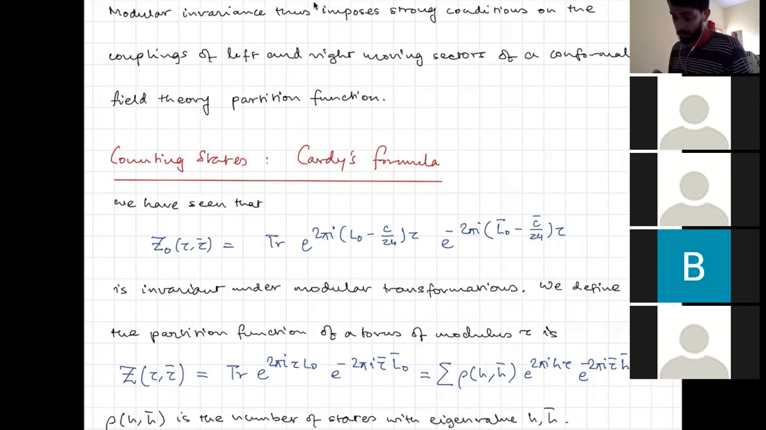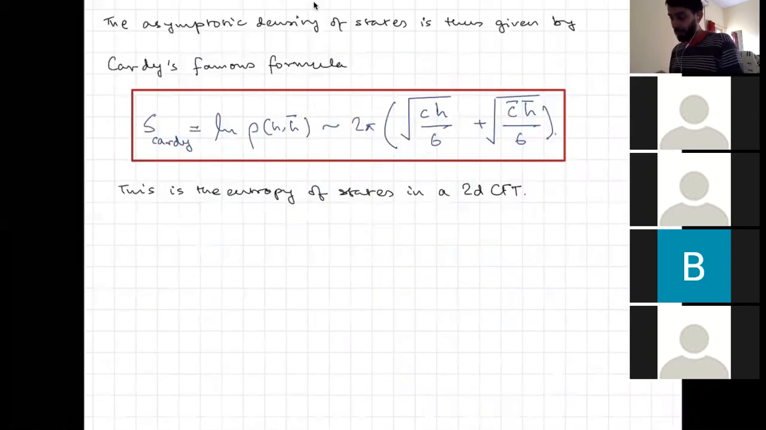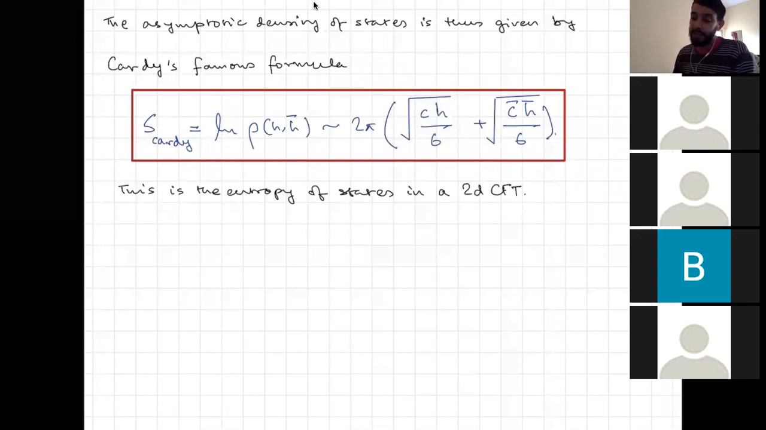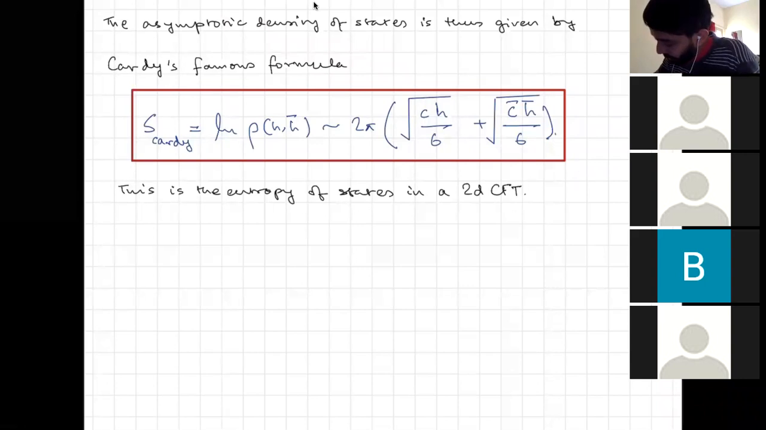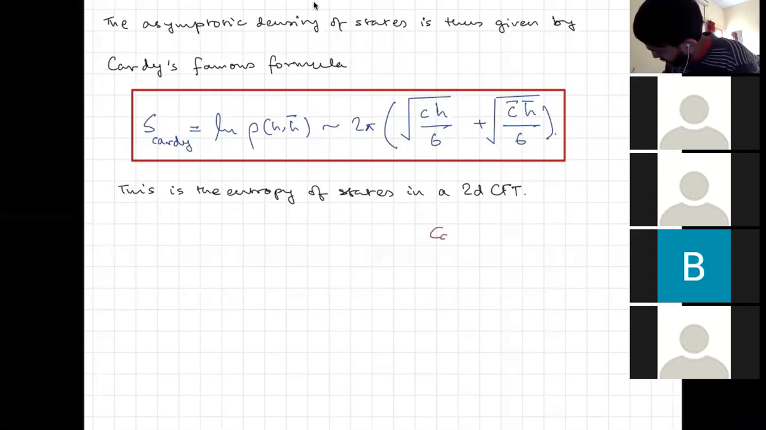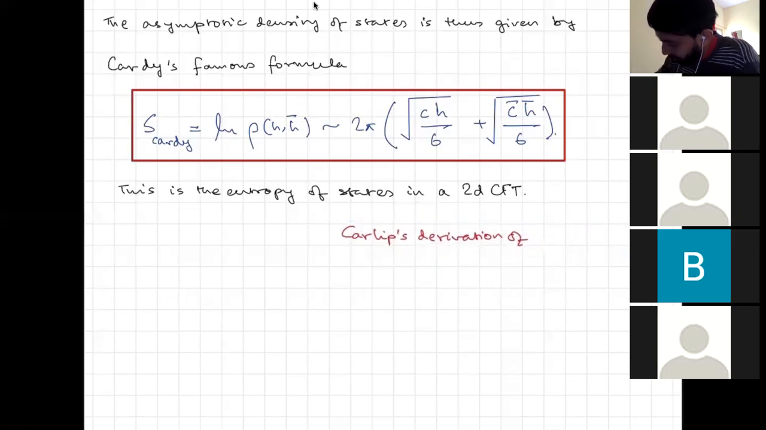So that formula is valid only for large H, right? It is valid for large H. There is some very interesting thing that I should point out: this is Carlip's derivation of Cardy's formula.